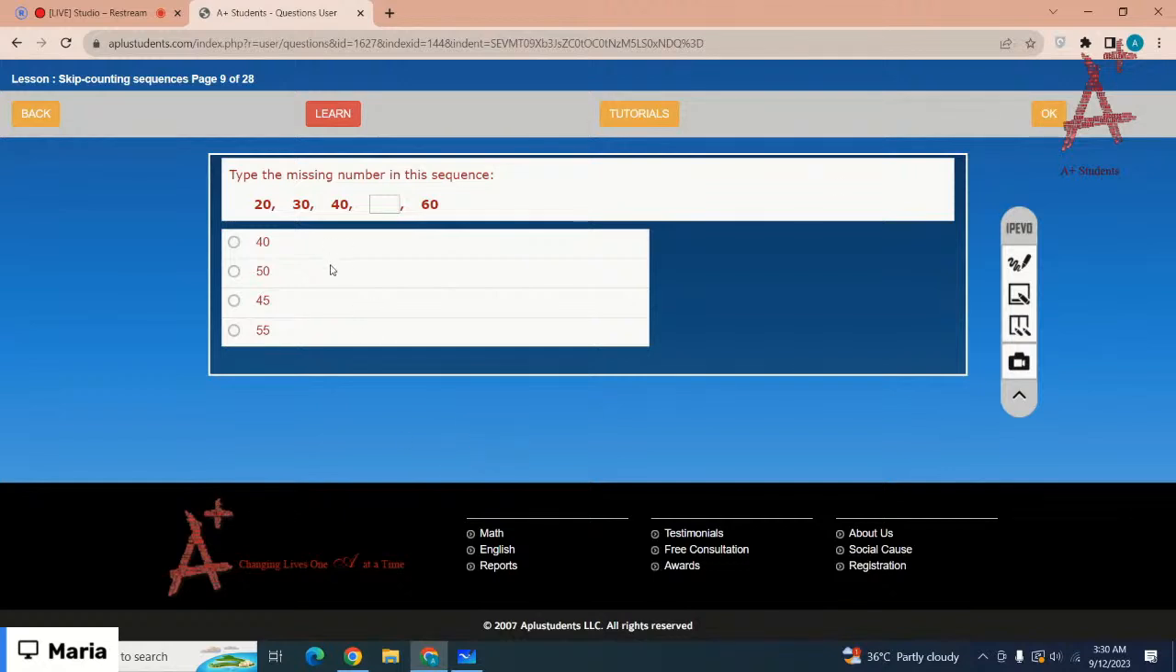Yes, the correct option is 50. The pattern is growing by 10 every time, so it is 50.